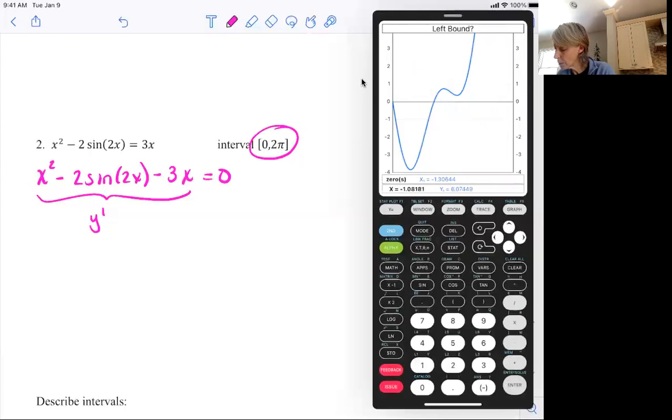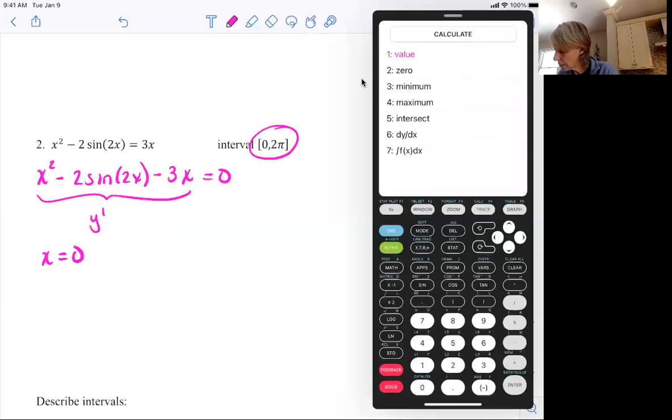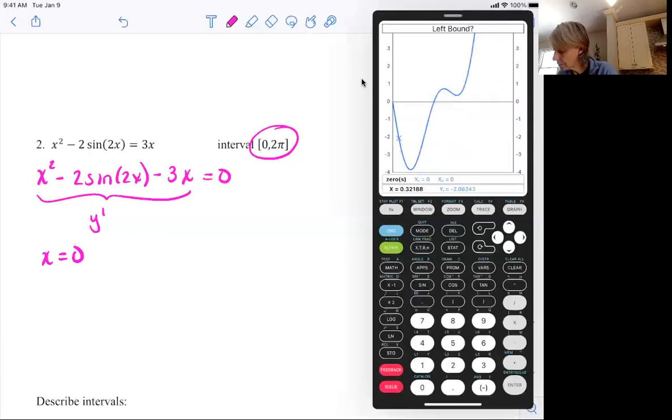Because I made my window a little bit too. Enter, right bound, enter. And my 0, if you see, it is at 0. It's kind of obvious from the picture. So I have one x-intercept at 0. And my next x-intercept, 2.148.